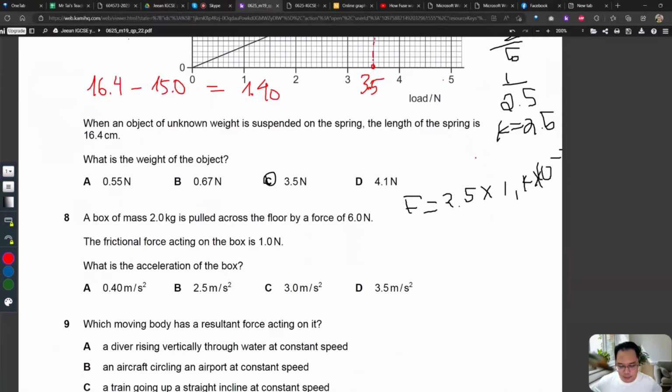The point is the resultant force is 6 Newton minus 1 Newton frictional force. Okay, 2.5 meter per second square.